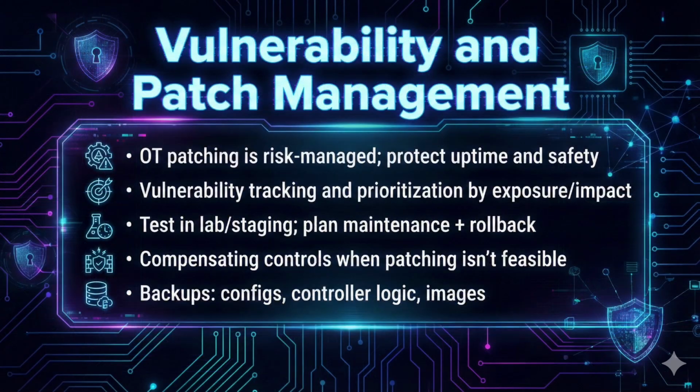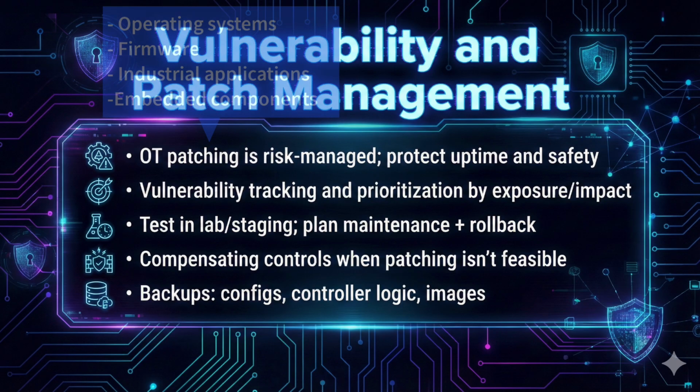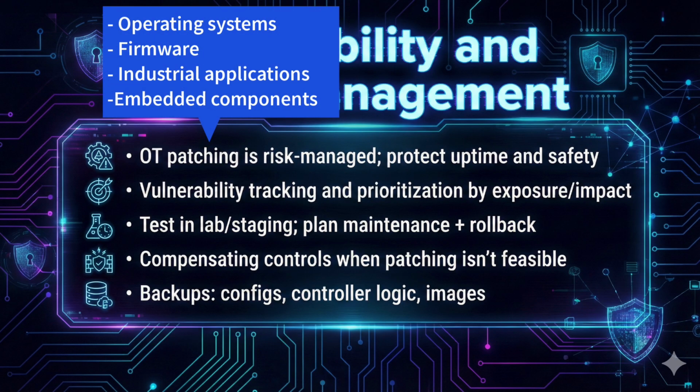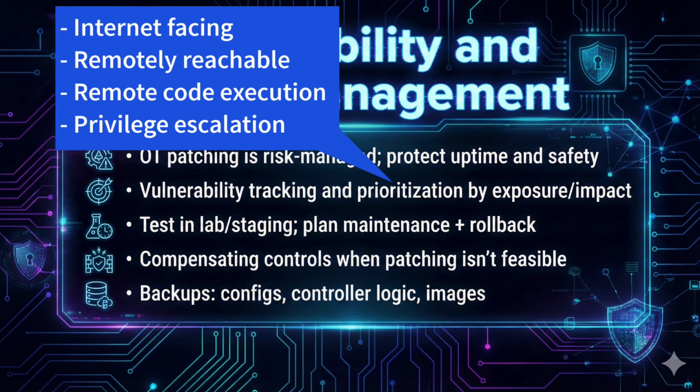Patch and vulnerability management in OT is a balancing act. We patch to reduce known risk, but we can't create unplanned downtime or unsafe behavior. So the best practice is a structured, risk-based process. First, you track vulnerabilities and patches that apply to your environment: operating systems, firmware, industrial applications, and even embedded components. Then you prioritize based on exposure and impact.